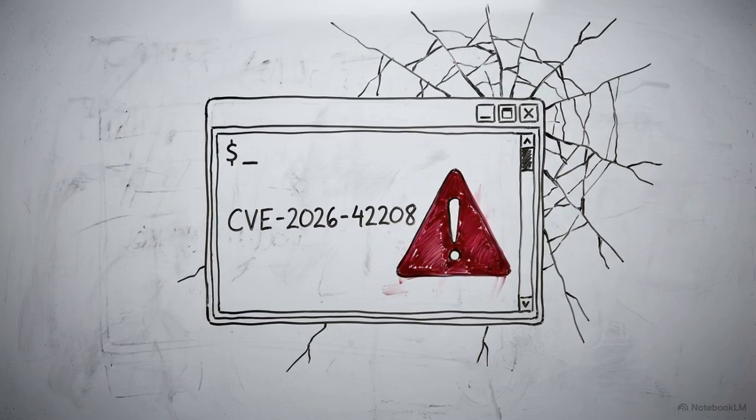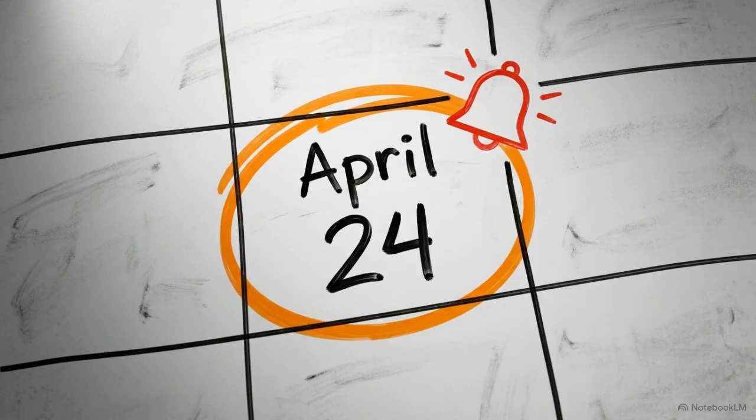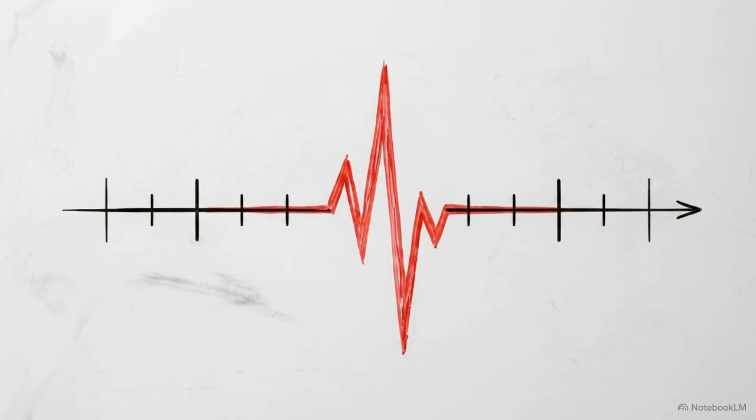CVE-2026-42208 is a critical pre-authentication SQL injection vulnerability discovered in the open-source LiteLLM project. The vulnerability was indexed in the global GitHub advisory database on April 24th, signaling defenders to begin patching. The first active exploitation attempts were logged 36 hours and 7 minutes after that public disclosure.